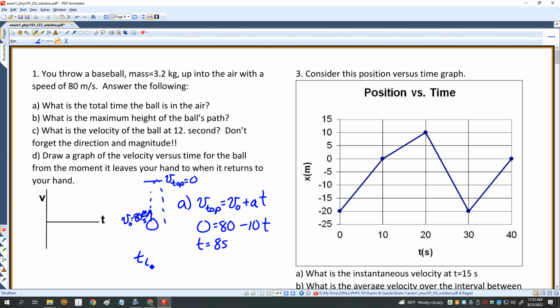Then the total time, which is what I'm looking for, is twice this t at the top. I'm going to call it t top. Twice t top is going to be equal to 16 seconds. So that's the answer to that one.